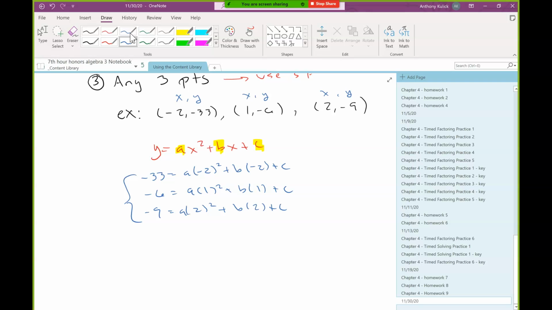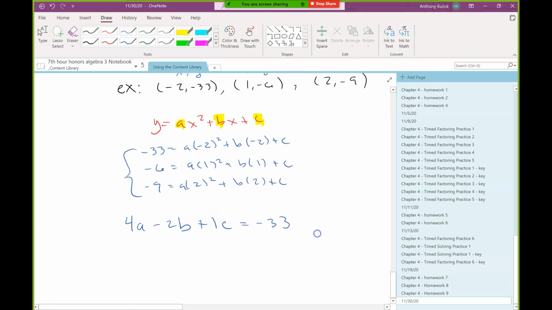For me to do Gaussian elimination, though, I need to rearrange this so it's in a little bit easier form. So I'm going to rewrite things with the equal sign on the right-hand side, and I'm going to simplify things going on in here. So -2 squared is 4, and then -2b, and then 1c is equal to -33. I'm going to write the 1 there in front of the c, because I'm going to need to turn this into a matrix in a moment, and I need the coefficients. And if I don't write the 1 there, sometimes I forget. So I'm going to put 1s in front here, just so I remember to put 1s when I go and make my matrix.